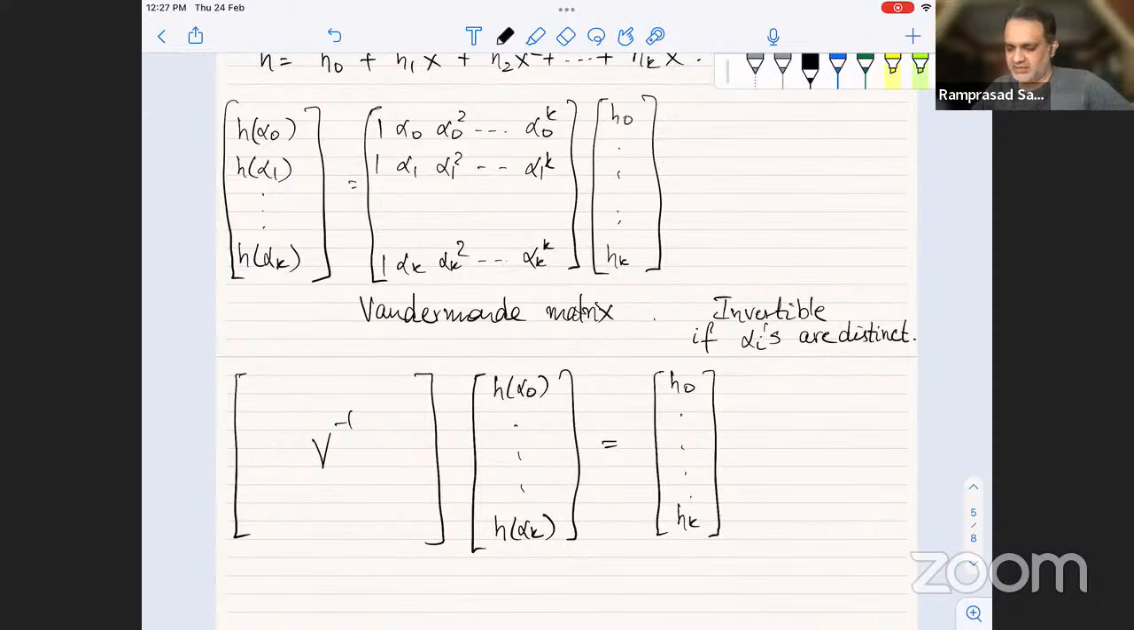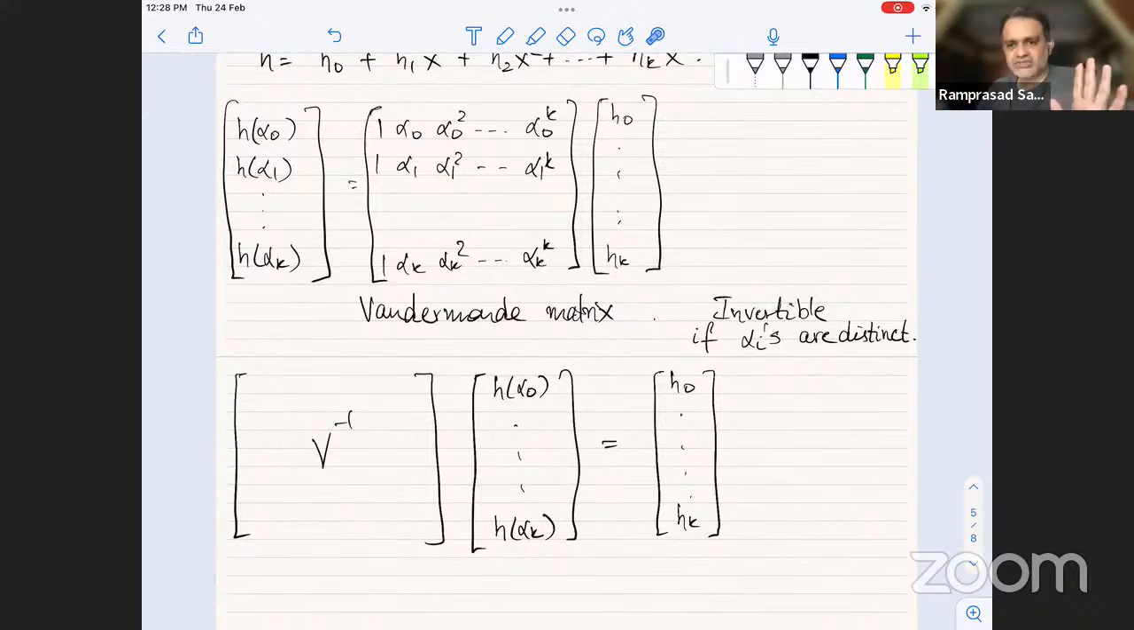Okay, there's nothing really fancy. You choose your favorite examples of alpha naught, alpha 1 till alpha k. This is some matrix that is made up of numbers. So when you invert it, this is also some other matrix that is made up of some numbers. Okay, and all I'm saying is that there is some matrix made up of numbers times your evaluations, which gives you the vector that you're interested in.